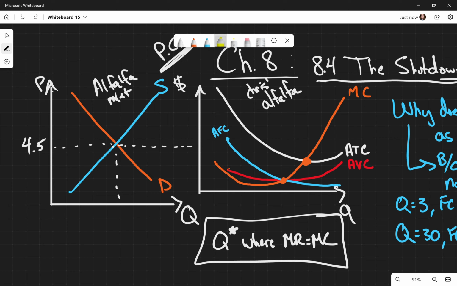And we'll use a yellow highlighter here. We're going to draw, hopefully straighter than that, a demand equal to my marginal revenue curve. And from there, I'm going to find where they meet, and that's going to determine my Q star. So that's just kind of a review.